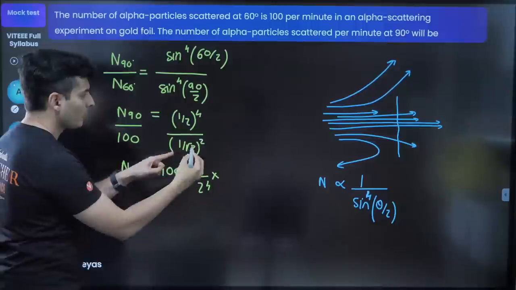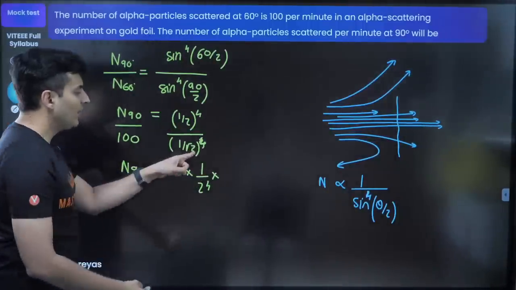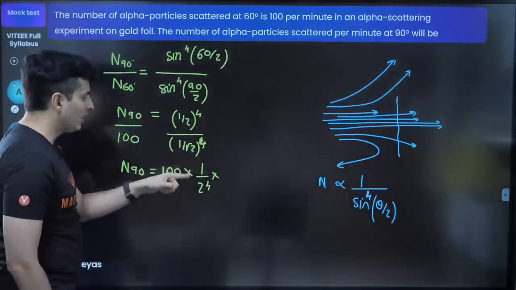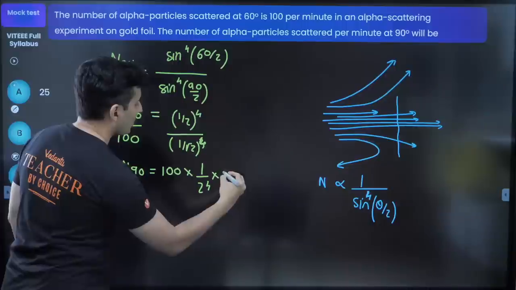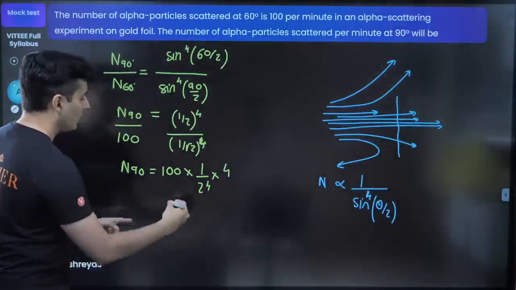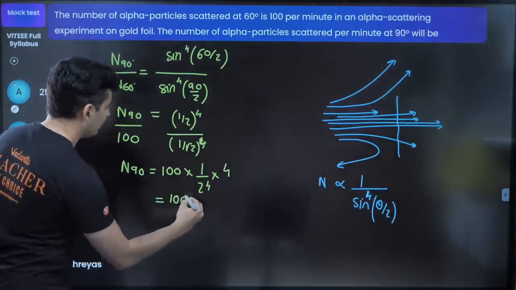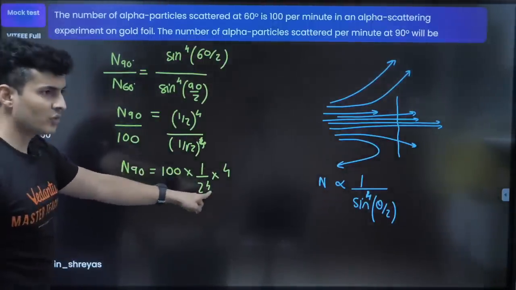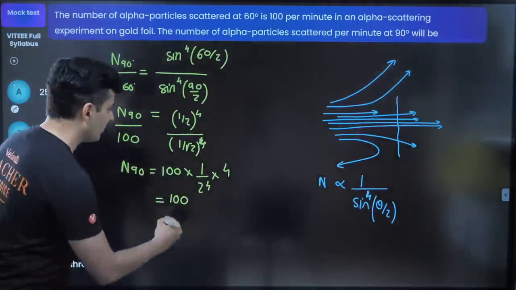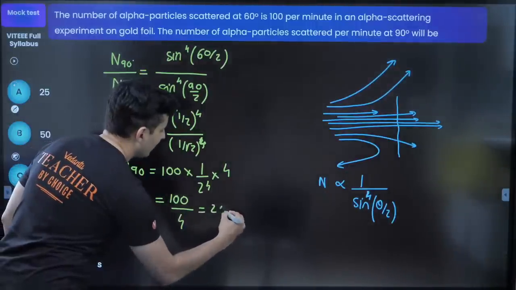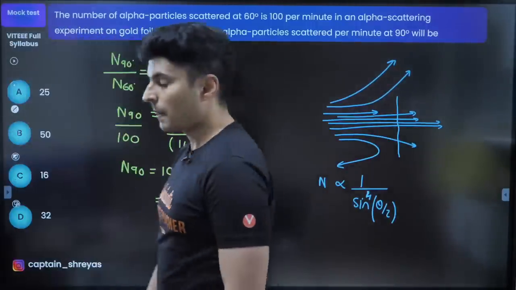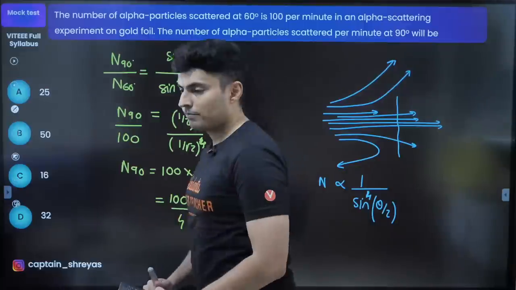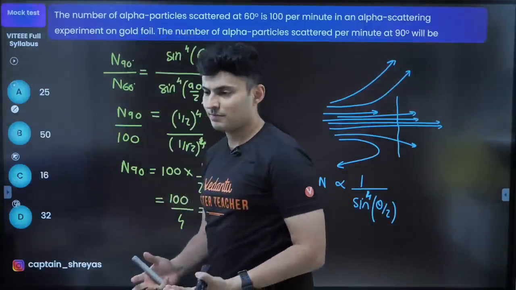So N90 will be 100 times 1 by root 2 raised to 4, guys. 1 by root 2 square is 1 by 2. Square of that will be 1 by 4. So that 4, you will see, will come on the top. So this will become nothing but 100. Just check this out. This 4 and this 2 raised to 4, it's nothing but 16. So this will become 100 by 4, which is nothing but 25. Just check this out. Is that there? Yes, option A. There you go. Awesome.